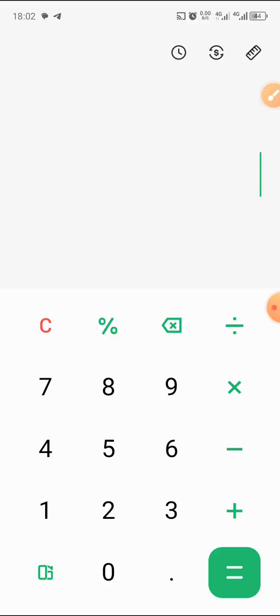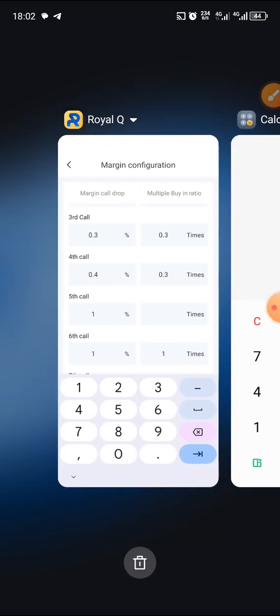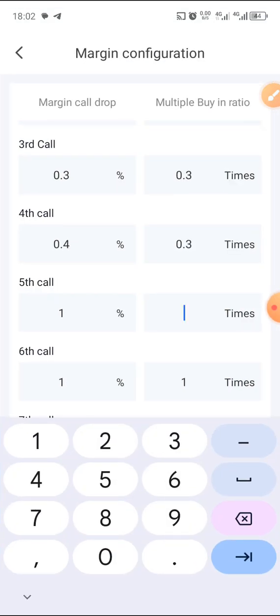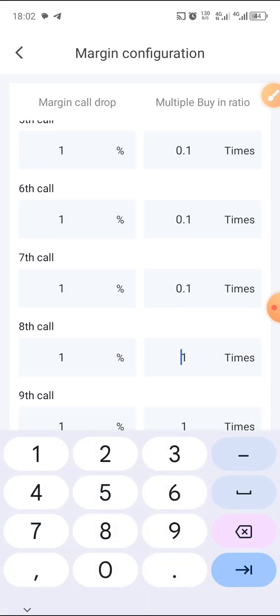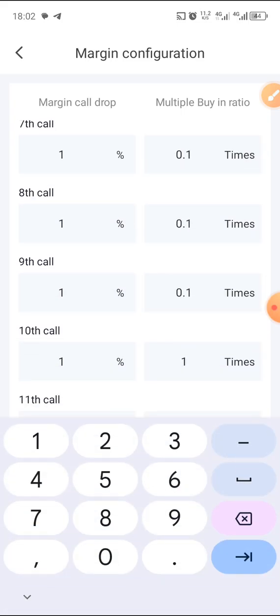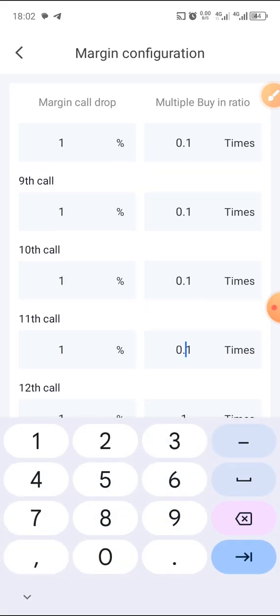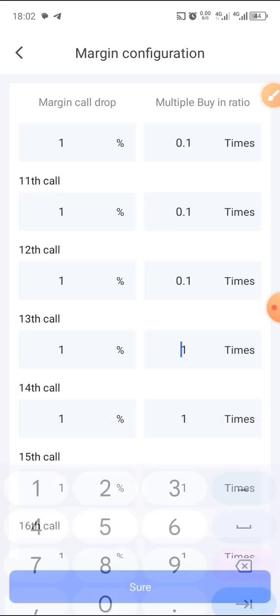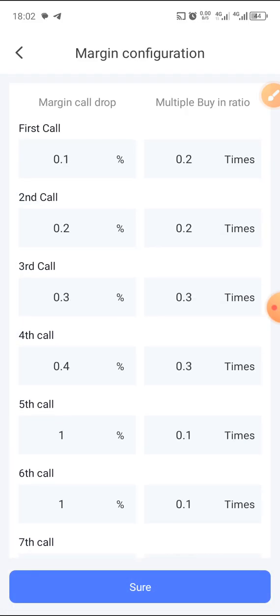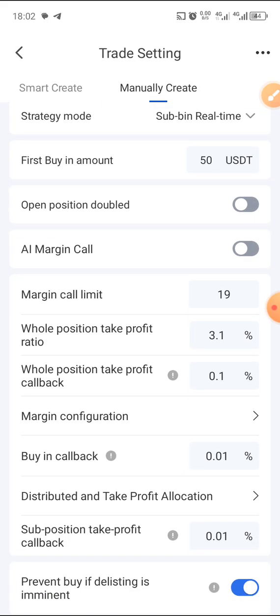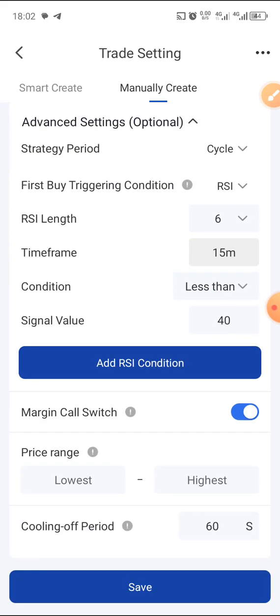Okay, $5 divided by 50 giving you 0.1. So you are going to be editing this as 0.1, 0.1, 0.1, 0.1, 0.1, 0.1, all over these margin calls. So after you click sure, and after clicking sure, then click save, again click sure.